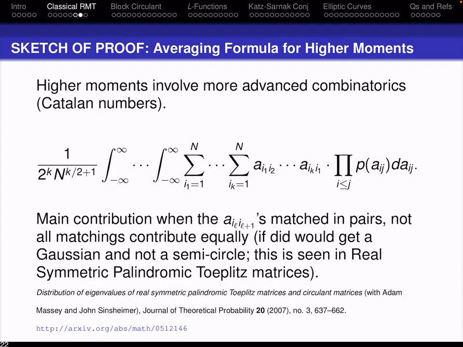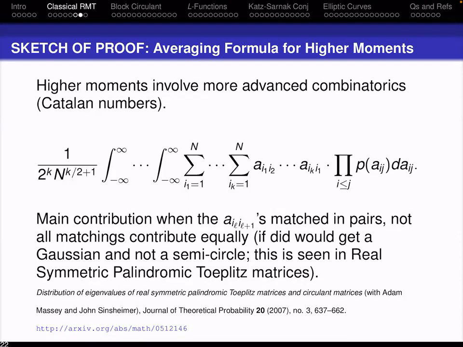So if I ever have an a that's unmatched, what would I get when I integrate? 0, because each a has mean 0 and variance 1. So every a has to be matched in at least pairs. Every a_ij has to be matched with another one, or the contribution is going to be 0. Could I have something matched as a triple? Yes. Or a quadruple? Yes.